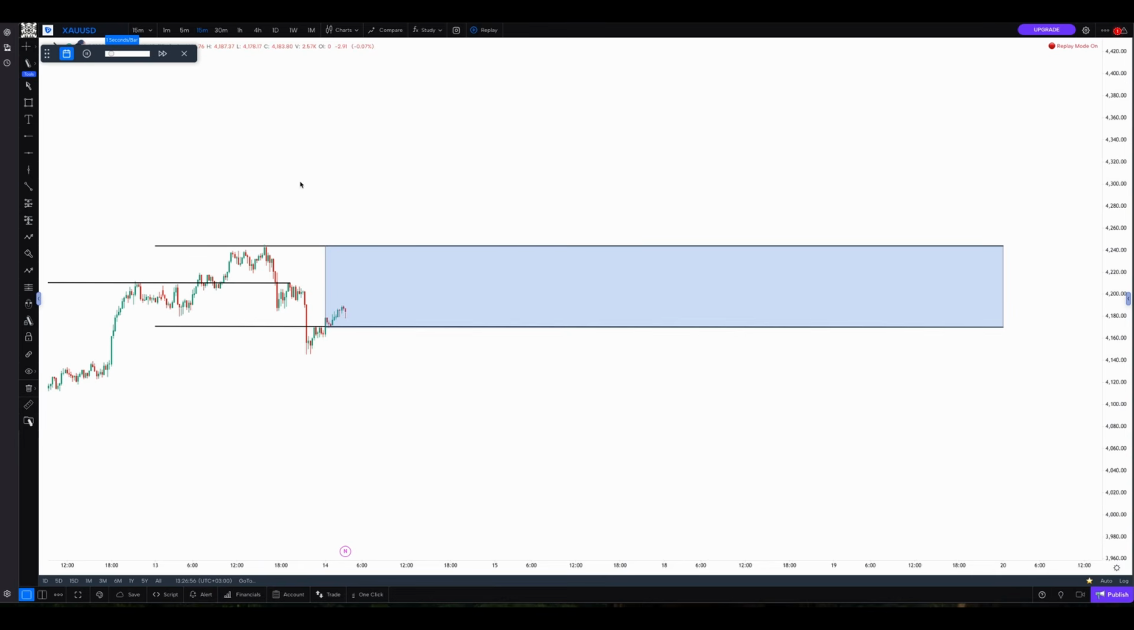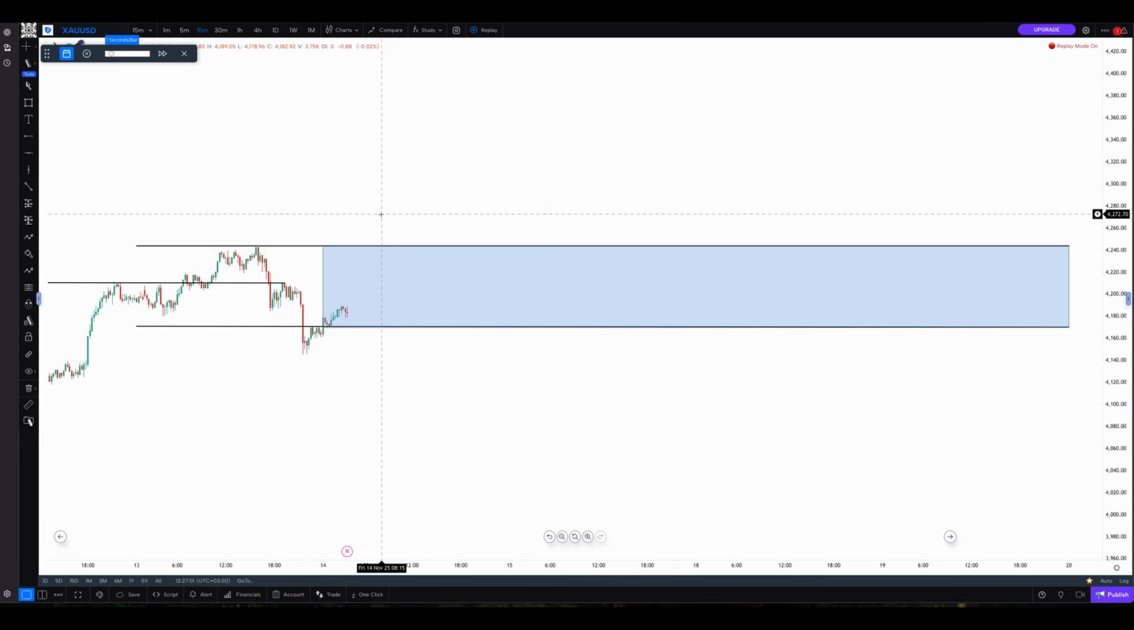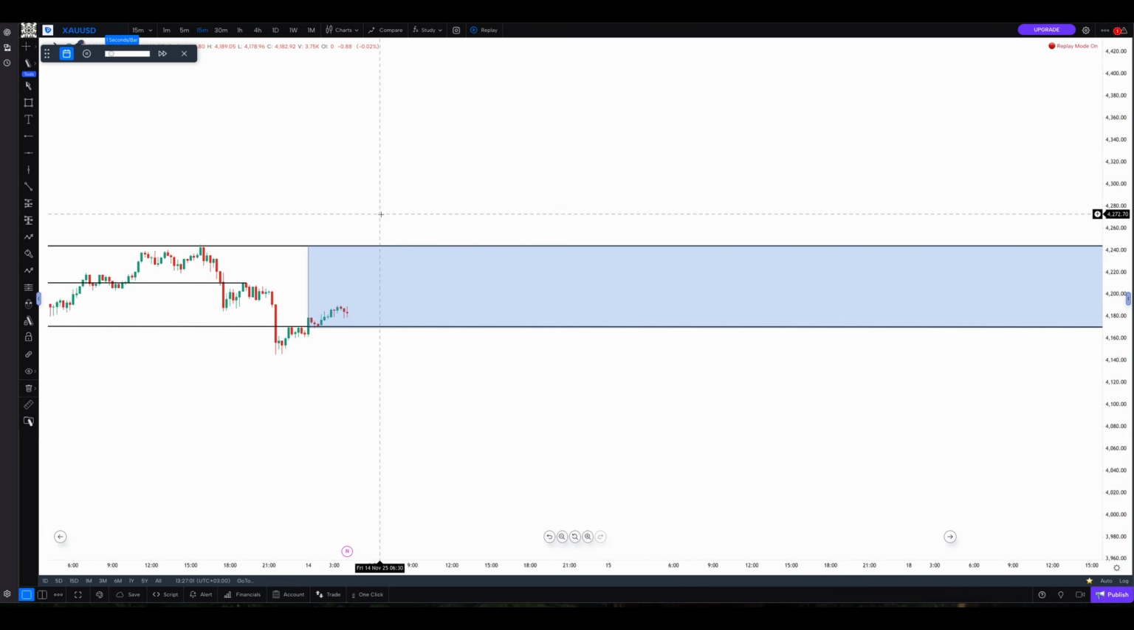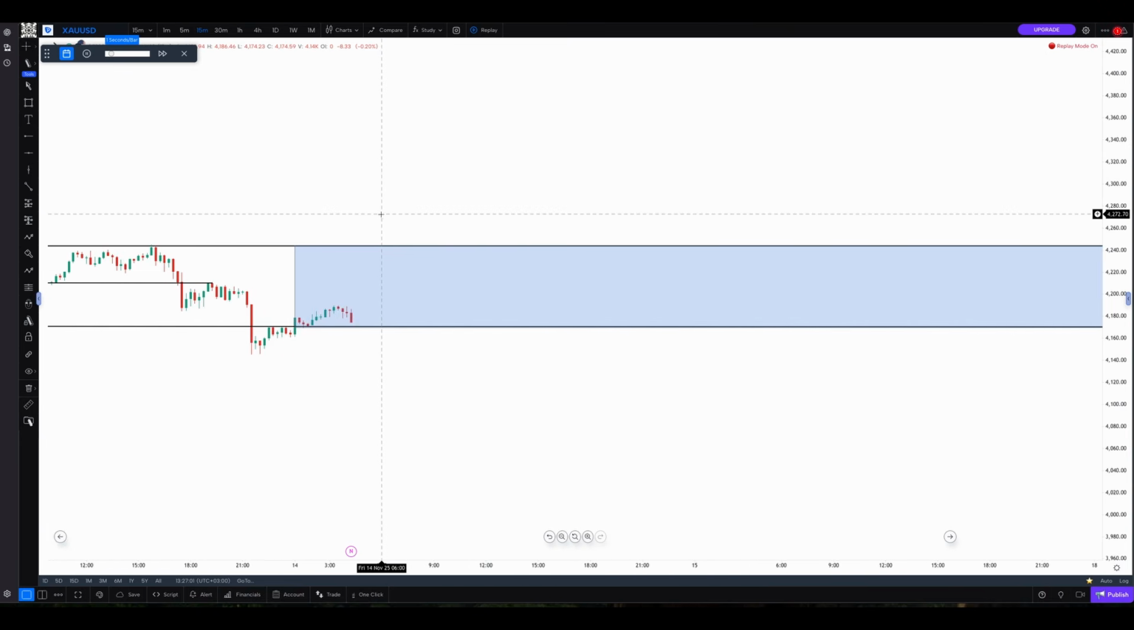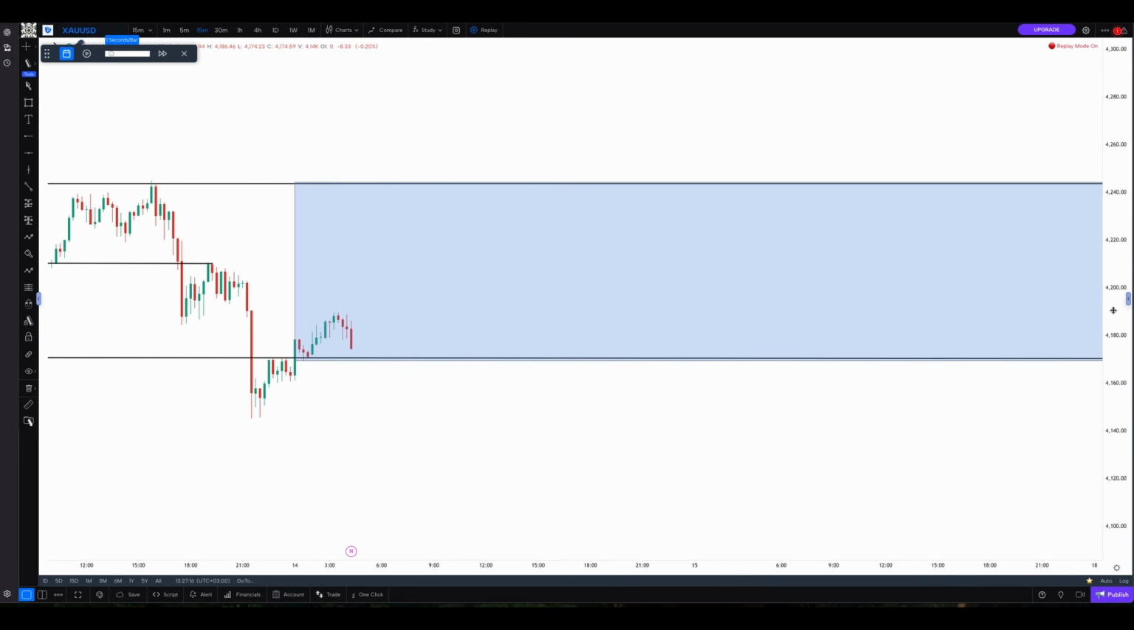So here what I'm waiting for is any kind of price action pattern that gives me a confirmation to sell or continue selling from that area right there. So I am going to pause here, and I am going to tell you guys the reason why I am going to continue with the sell at this point right here.